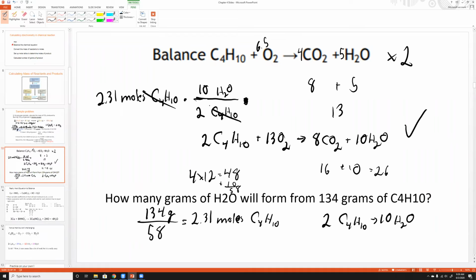But we can go a step further. We can say 1 mole of H2O is equal to 18 grams of H2O. So we can cancel out moles and moles, and in one full step, we can go from the moles of C4H10 to the grams of H2O. If we do this out, we get 2.31 times 5, or times 10 over 2, same thing, times 18. That's going to give us 207.9. That's going to be grams of H2O.